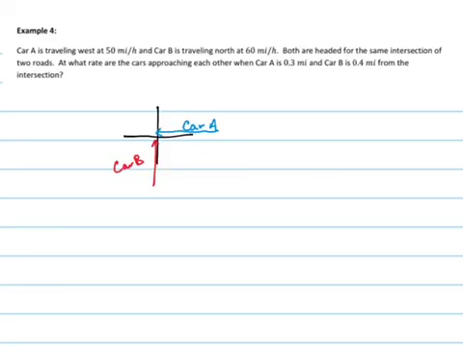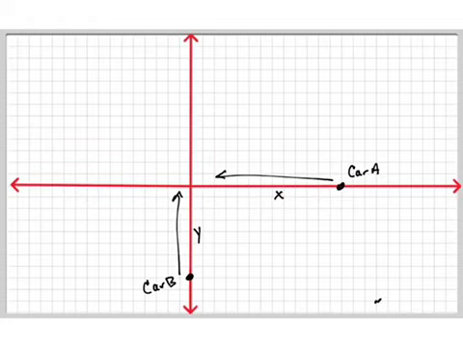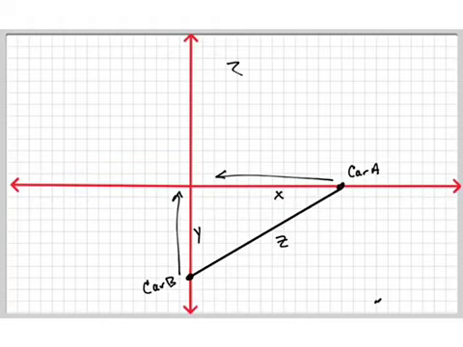So the question asks, at what rate are the cars approaching each other? So that's the distance between the 2 cars. If we connect those 2 points, connect the 2 cars, let's call that z for now. Now, we know that z squared equals x squared plus y squared.